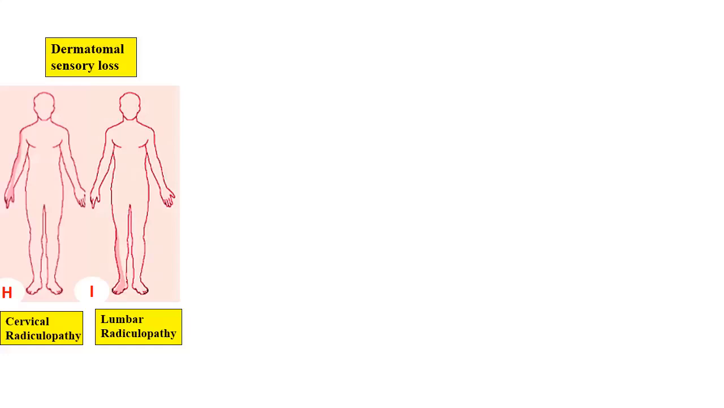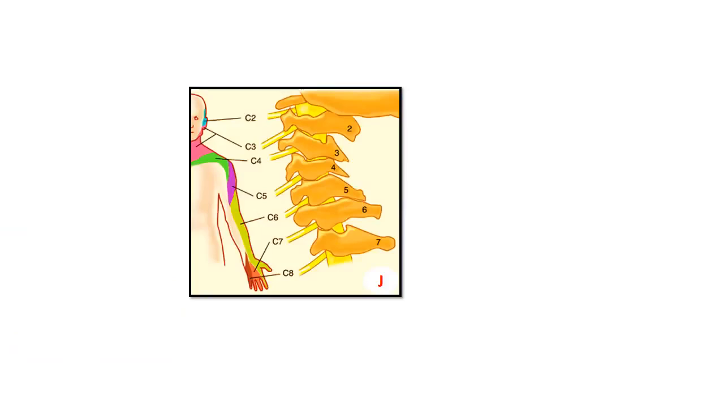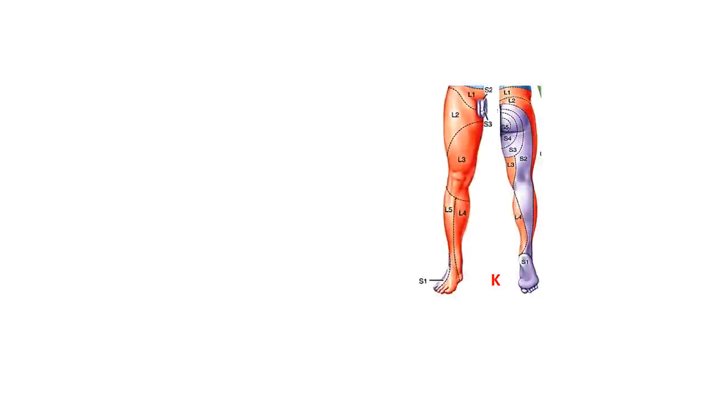Diagram H and diagram I are showing cases of dermatomal sensory loss. Diagram H being a case of cervical radiculopathy, I being a case of lumbar radiculopathy. Now coming to this diagram J, which is showing distribution of sensory loss in case of various cervical radiculopathies, and diagram K, which is showing dermatomal sensory loss in case of various lumbosacral radiculopathies.